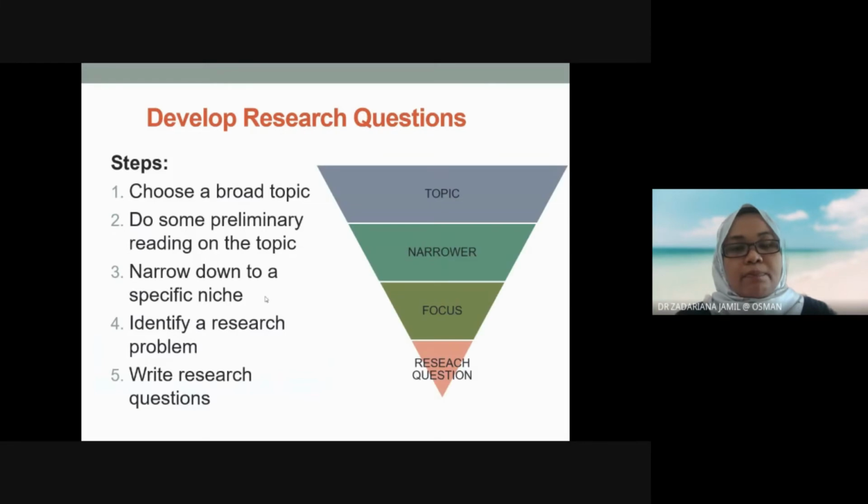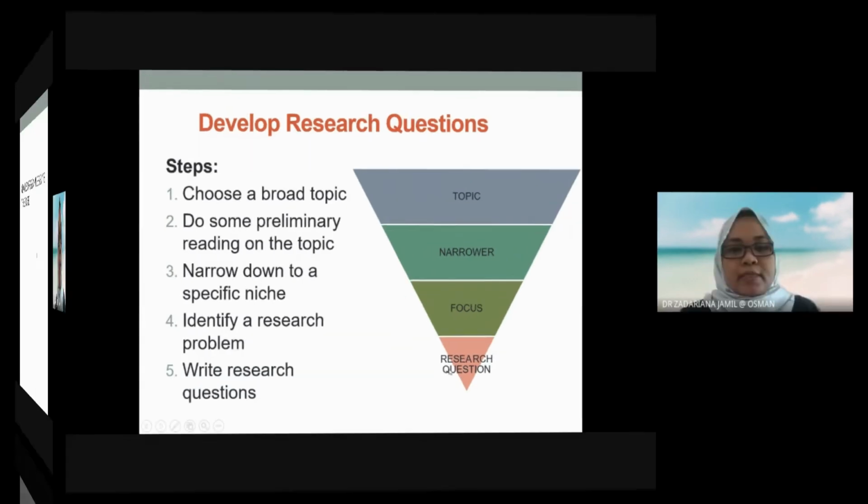This can be summarized in this triangle. First, you get a broad topic and then narrow down to a very specific topic, then focus down to the niche area. Then find out the problem and write research questions.